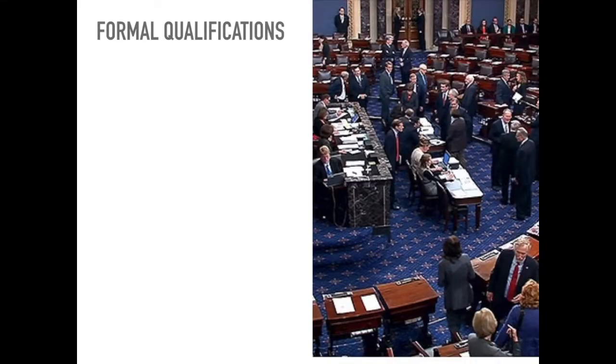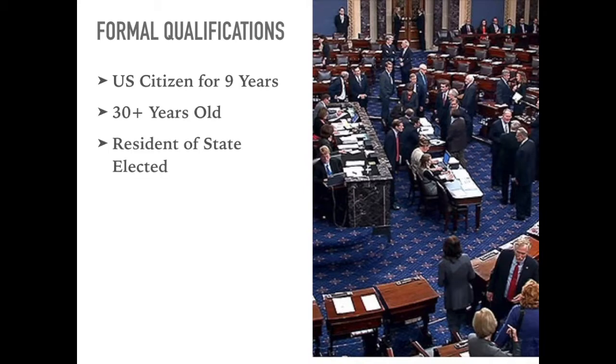A senator must meet a higher level of qualifications for office than those the Constitution sets for a member of the House. A senator must be at least 30 years of age, have been a citizen of the United States for at least 9 years, and be an inhabitant of the state from which he or she is elected. Each one of the 100 members of the upper house represents an entire state.